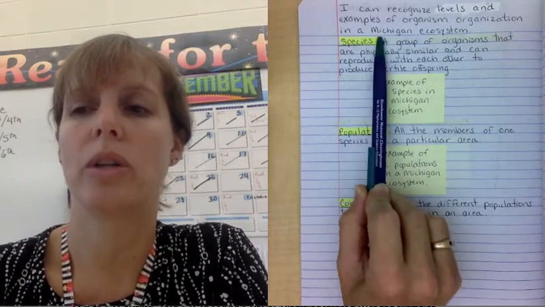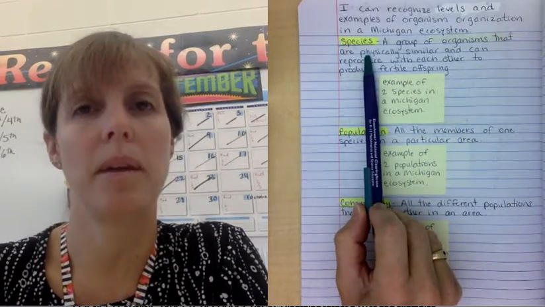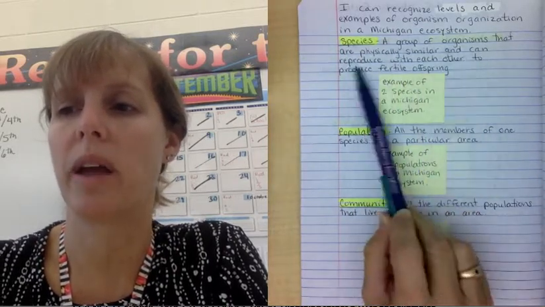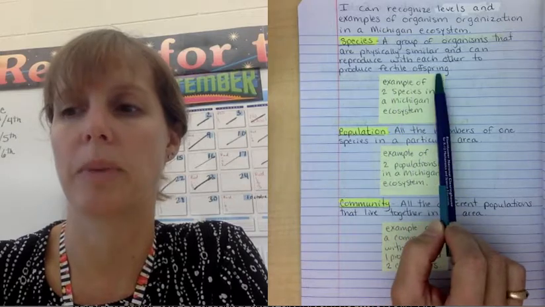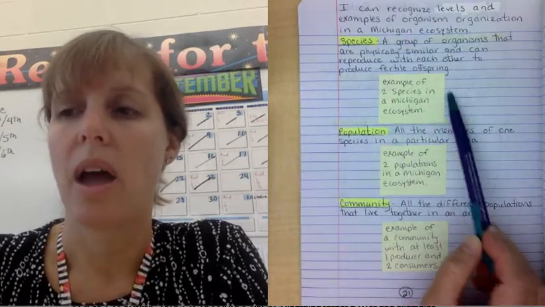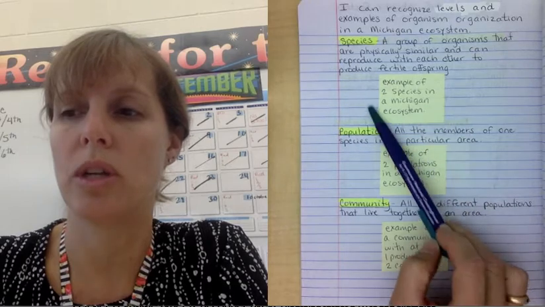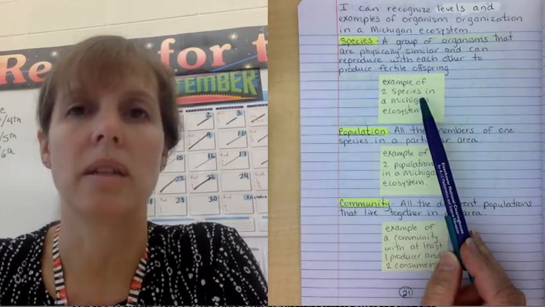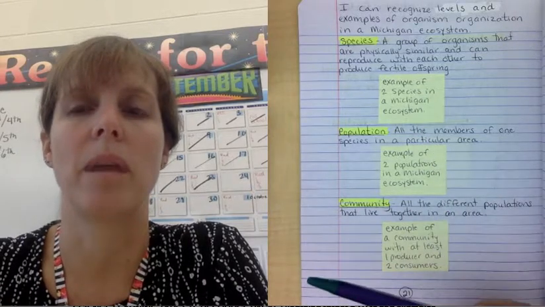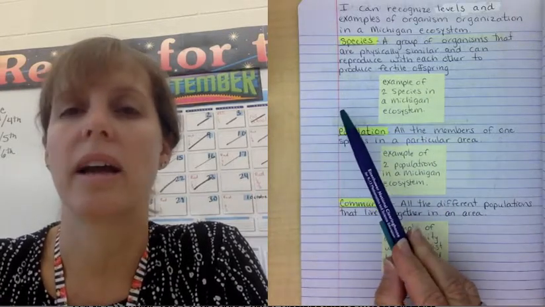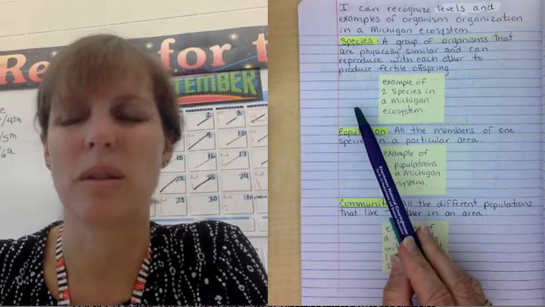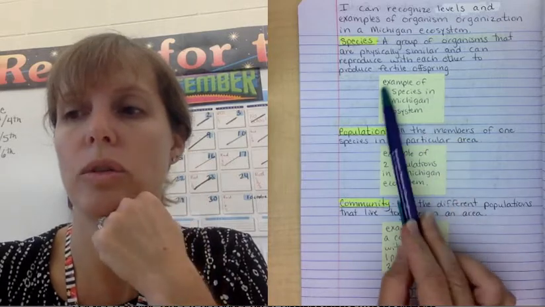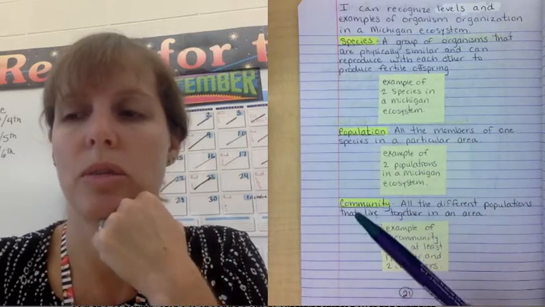So our first important term here is species. Say it with me. Species. It's a group of organisms that are physically similar and can reproduce with each other to produce fertile offspring. So in this section here, I want you to think of 2 species in a Michigan ecosystem. You are going to use some links in our resource documents on the front page of Schoology, and you can click on any ecosystem, kind of stay in that ecosystem. We have a lot of them here in Michigan, and you're going to find 2 species in a Michigan ecosystem and just write them there.